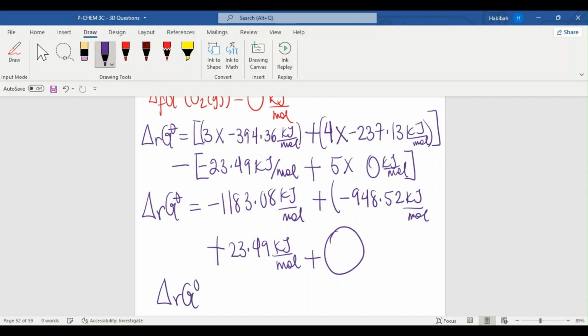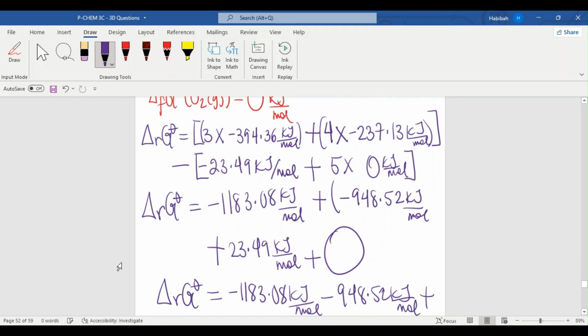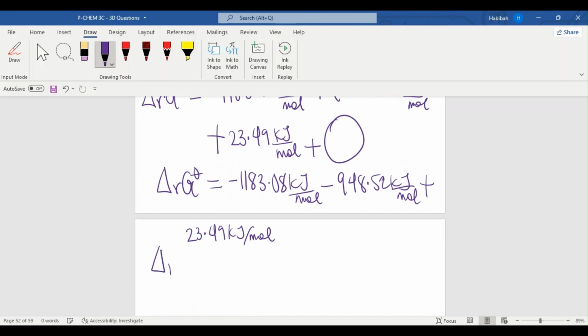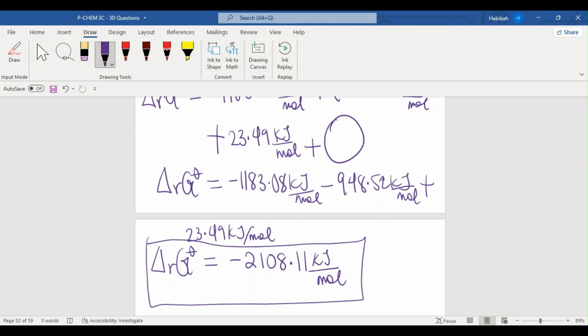So the change in standard Gibbs energy of reaction will be negative 1183.08 kilojoule per mole minus 948.52 kilojoule per mole plus 23.49 kilojoule per mole. So you just simply input all of this information in your calculator to get the standard Gibbs energy of reaction to be negative 2108.11 kilojoule per mole as the answer to this question. So this is basically the answer to the question.